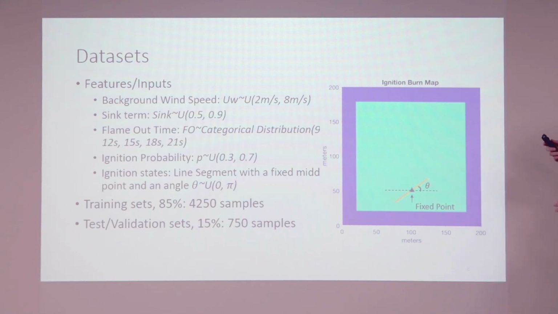So this gives you a more quantitative approach to the inputs. In the parentheses are the different options that we had for the model. For example, with the wind speed, it was either 2 meters per second or 8 meters per second. And then the flame out time, so how long the flame would last after it already started burning, was 9, 12, 15, etc. And I don't know if I commented on the specific samples, but it was 4,250 and 750 to make the percentages. And then for the ignition starting location, we had it all as a straight line, and then the angle from that line is how we had the starting location for the fire.